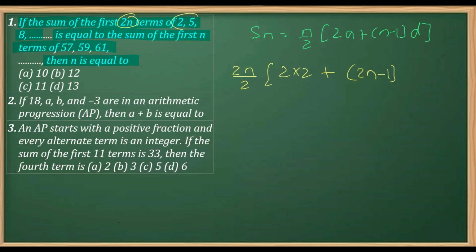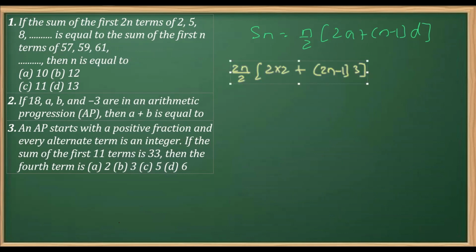And d is the common difference. As you know, common difference is 5 minus 2, which is 3 here. So this is the sum of first 2n terms in the first AP. Now, this is given equal to the sum of first n terms of this arithmetic progression, the other one.